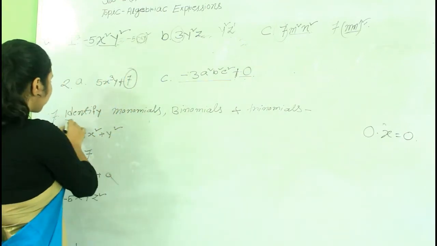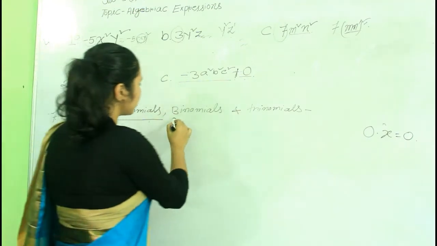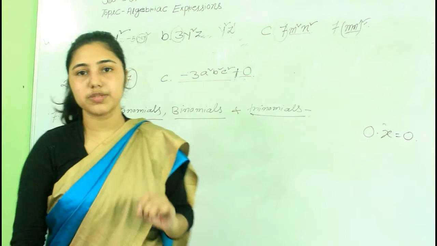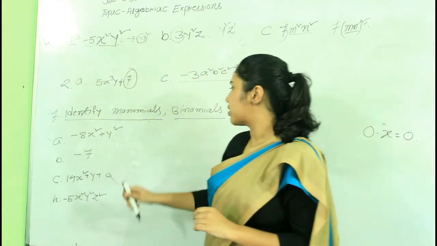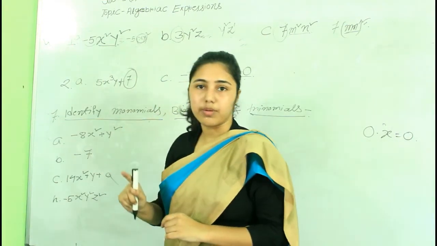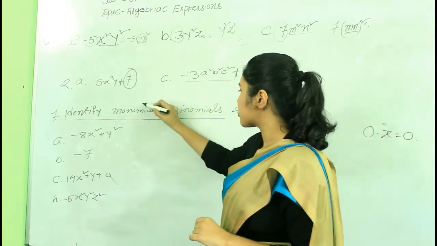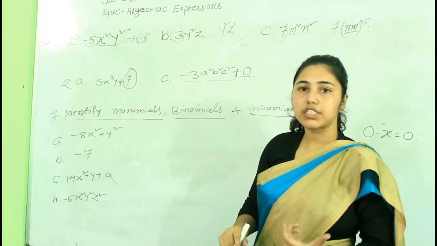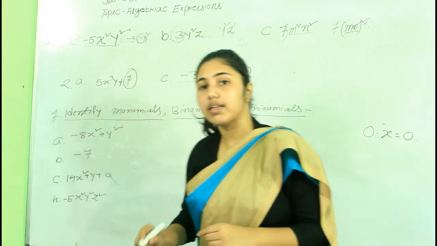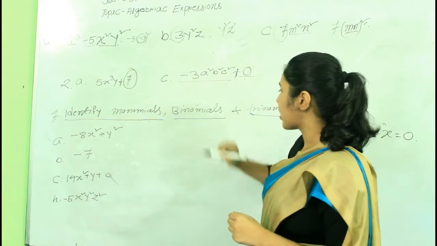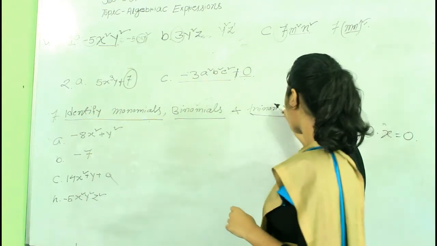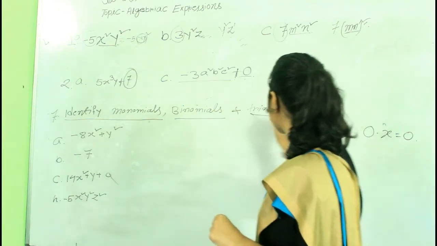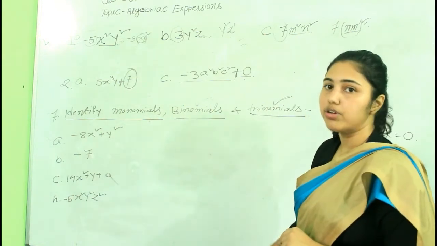Now here we have to identify monomials, binomials and trinomials. We know that if an expression has one term only, then we call this expression a monomial. Next, if an expression has two terms, then we call this expression a binomial. And if an expression has three terms, then those are known as trinomials.